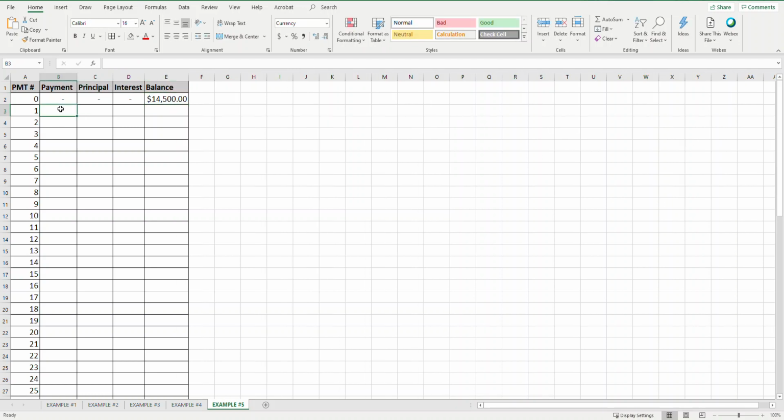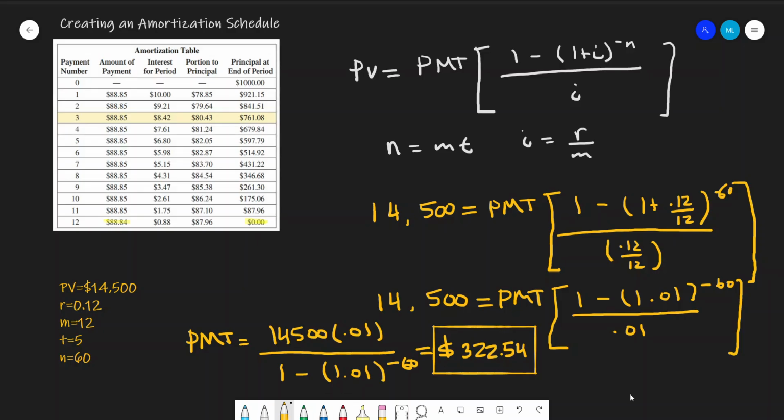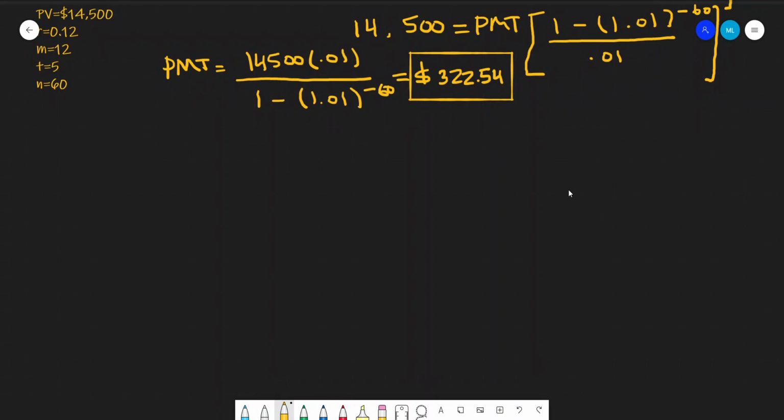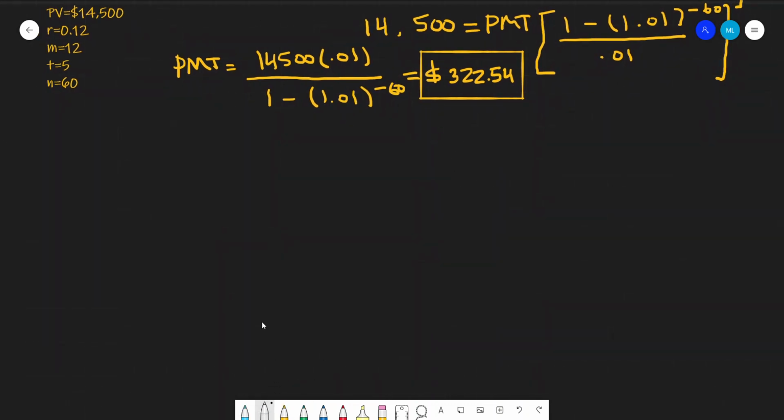Okay, now we actually do know the payment size. It's 322 and 54 cents. Now here's where it gets a little complex in terms of, okay, how do you find the principal and how do you find the interest? So going back over here, let's go ahead and scroll up just a little bit. Okay, so to find the interest that's due, essentially you have to take the unpaid amount and multiply by the interest that's due per period. So in this case, that would be R over M.